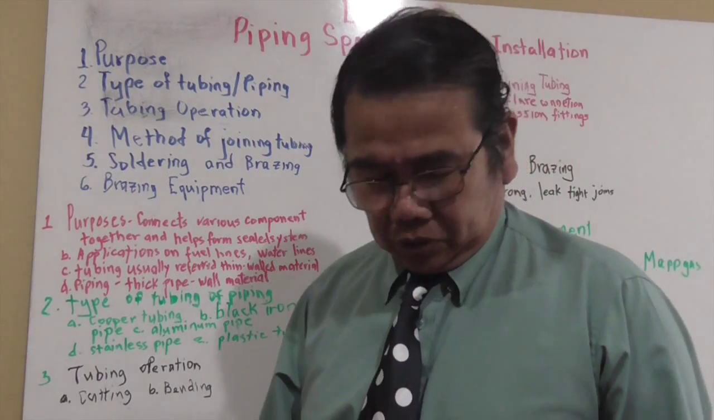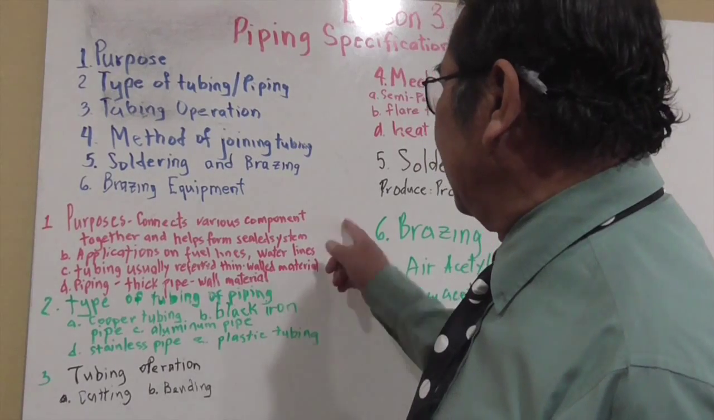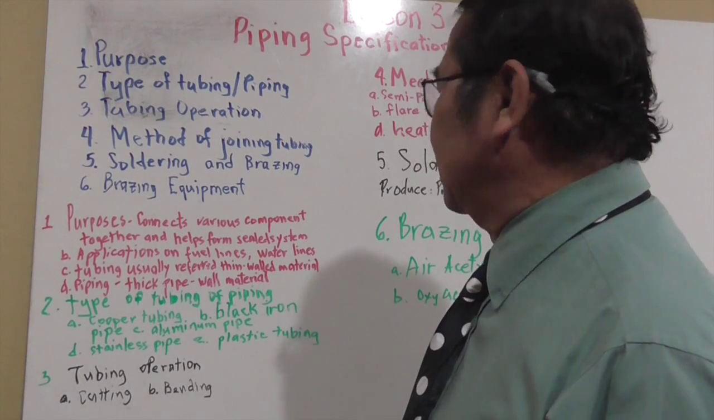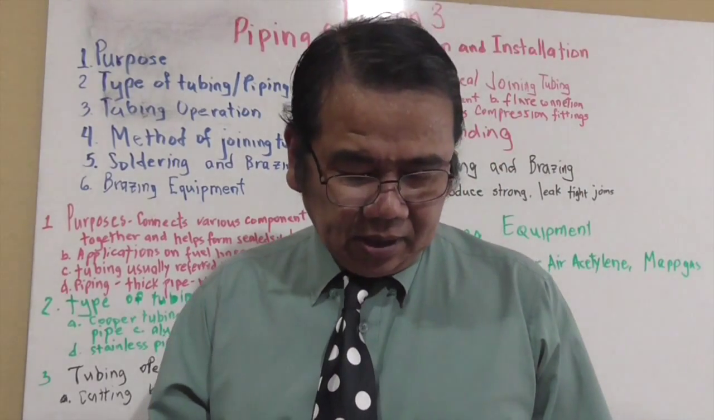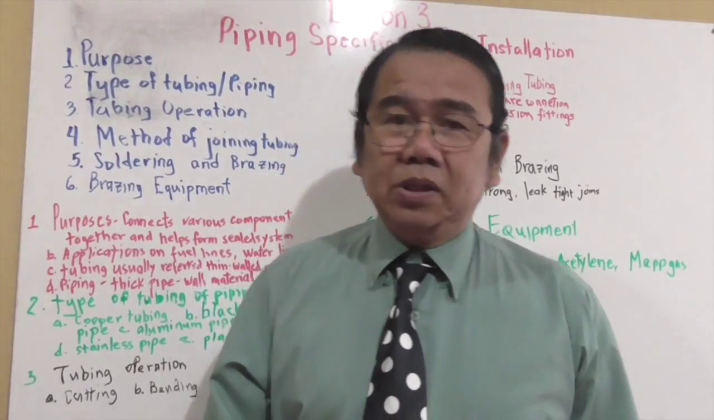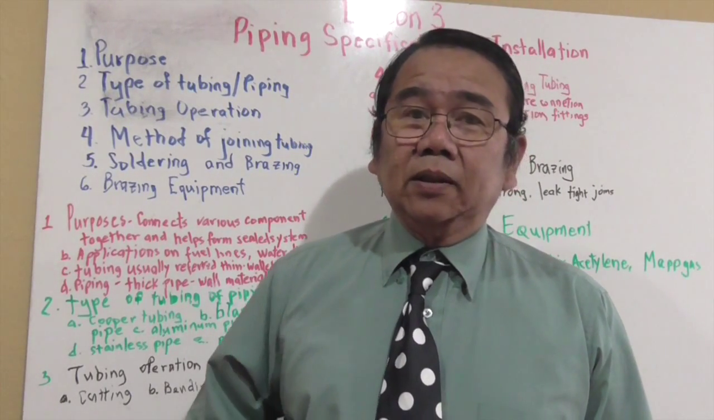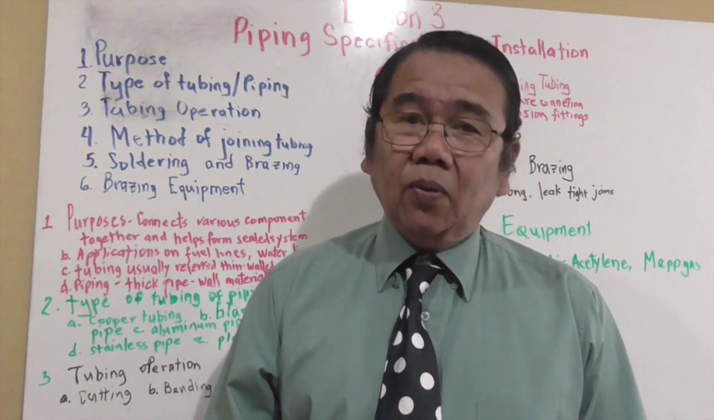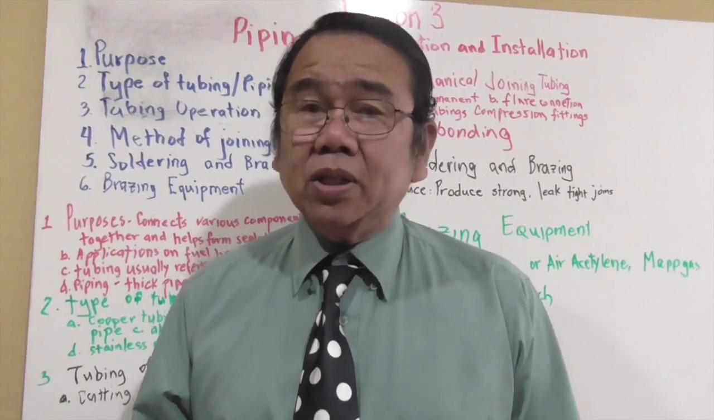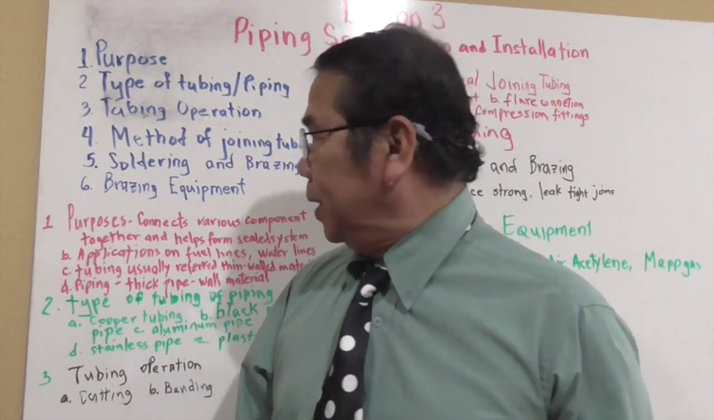Number 1, the purpose. The purpose is to connect the various components together and help to form a sealed system. The application of these parts, the piping, will be used for fuel lines, water lines, gas lines, refrigeration lines. Okay, and then we're gonna talk about tubing.